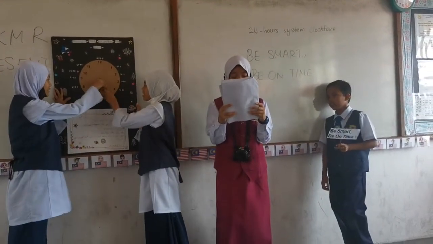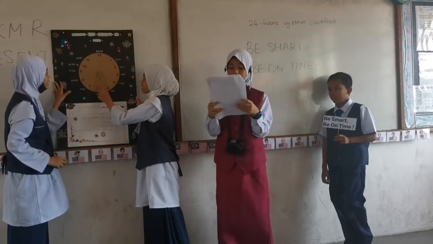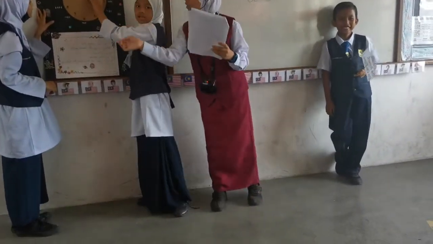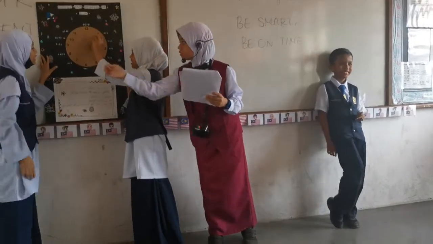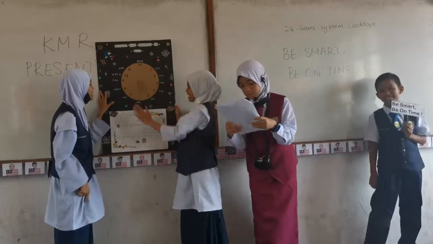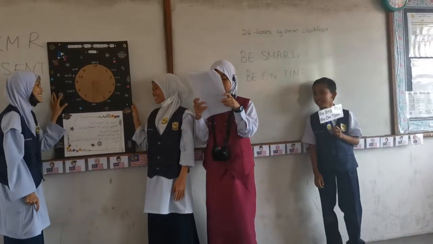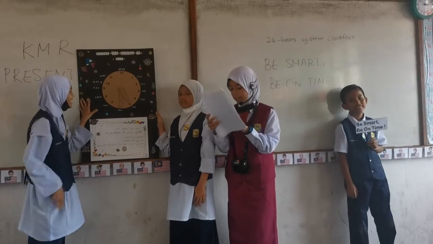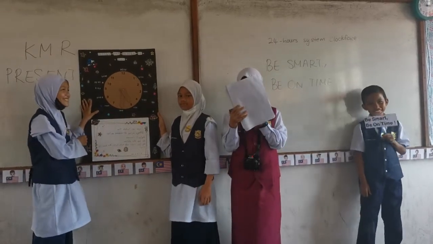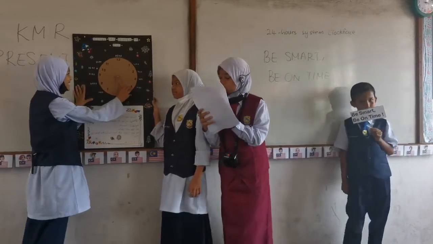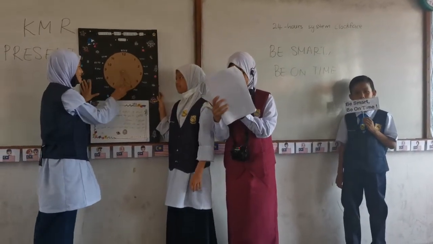For the 24-hour system, 5:30 in the evening is 17:30. 9:15 in the morning is 9:15 a.m.